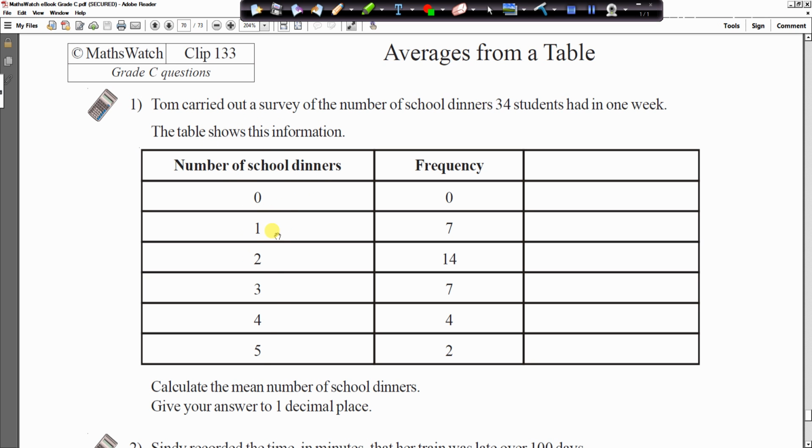So number of school dinners: 0, 1, 2, 3, 4, 5. And how many people had 0 dinners? 7 people had 1 school dinner. 14 people had 2 school dinners, and so on and so on. Calculate the mean. This is called a frequency table.